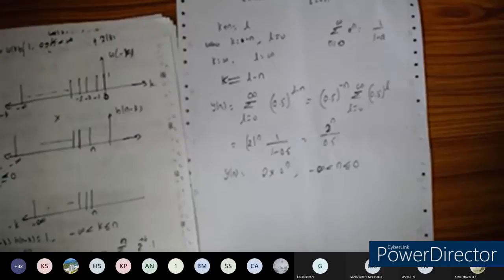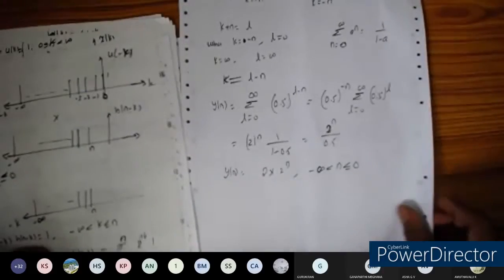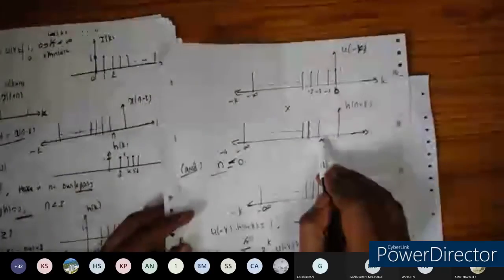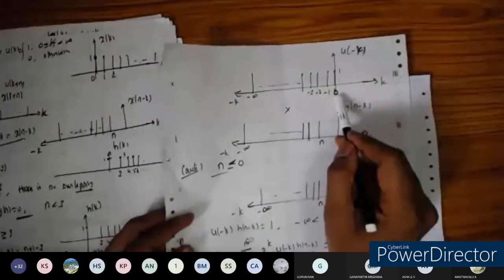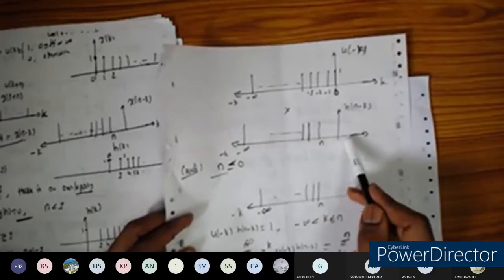Okay, now let us take the second case. We have taken the first case, n is less than or equal to 0. The next value we can take is n greater than or equal to 0. So we take the next case as n greater than or equal to 0. So you can take case 2.